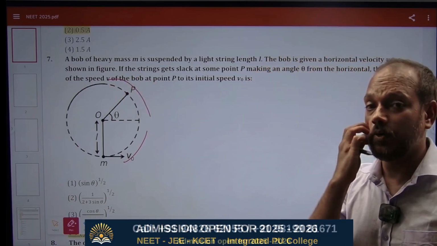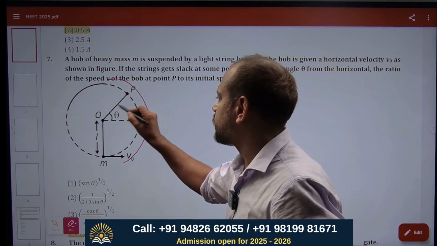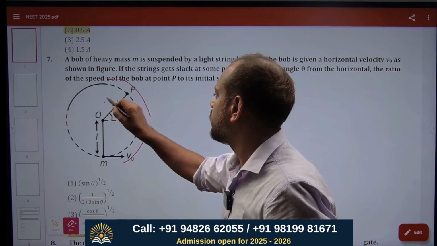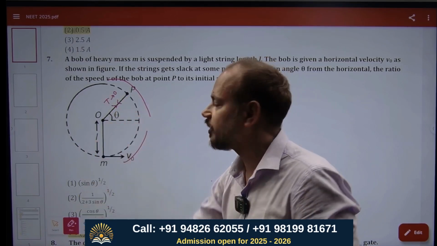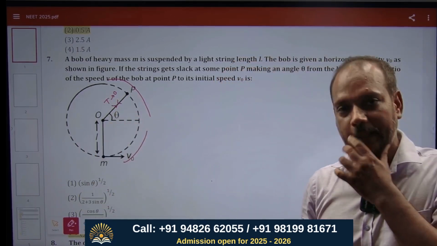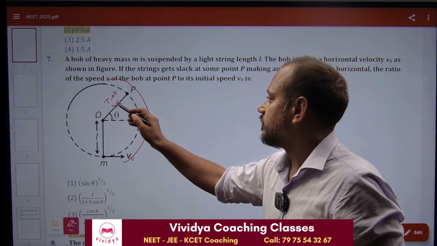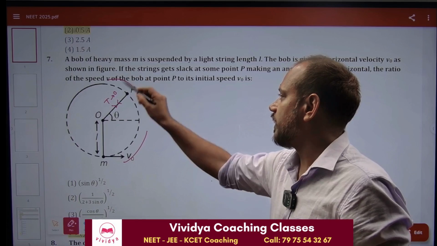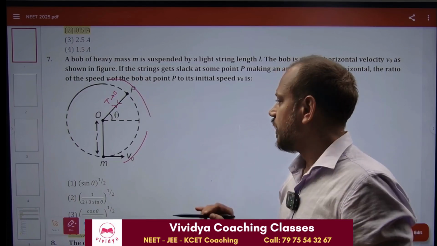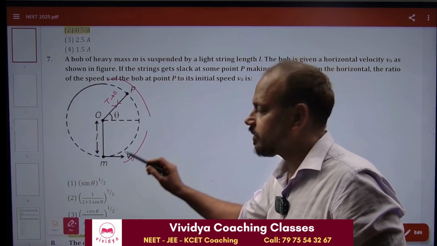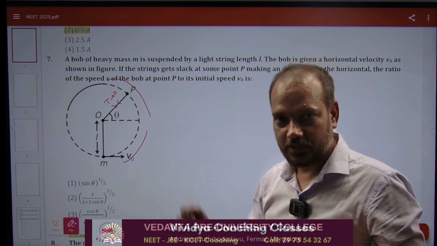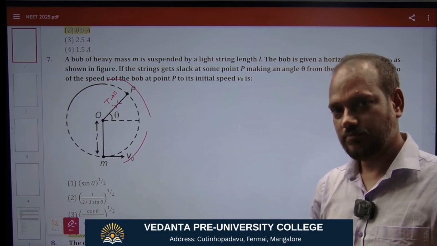Now, how do we find out? Because why it will break, that they have also mentioned. Because the string slacks. Slacks means tension goes to 0, right? So what we need to do is draw a free body diagram using tension equal to 0. We will relate the velocity, and then relate that velocity with this v naught using energy conservation. So these are the two equations you need to write. Let us see.